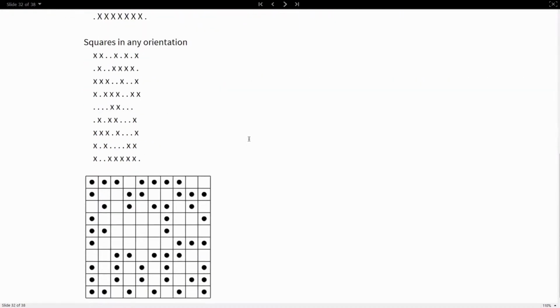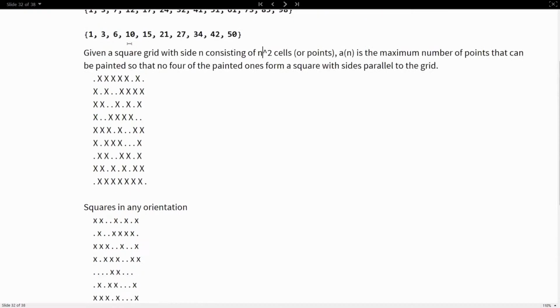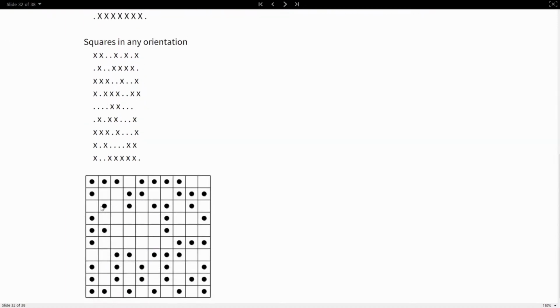And if the squares can be in any orientation, it gets more complicated. You can have fewer points in those grids. But there, they've only solved it up to order 10. The solution for order 11 is unsolved at this point. And here's a solution for that where none of the 4 points makes a square.